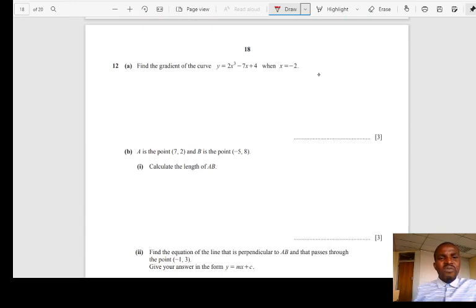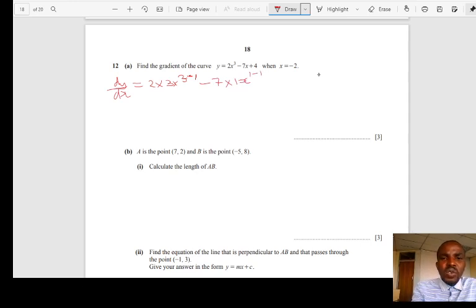Right, next, find the gradient of the curve y is equal to 2x cubed minus 7x plus something, when x is equal to minus 2, as you can see on your screen. So gradient is dy/dx, so we differentiate. dy over dx is equal to 2 times 3, x to the power 3 minus 1, minus 7 times 1, x to the power 1 minus 1.